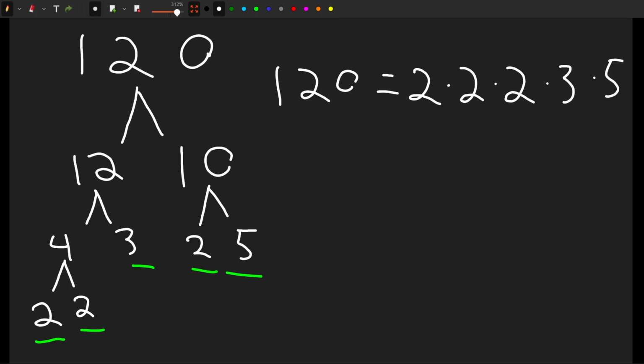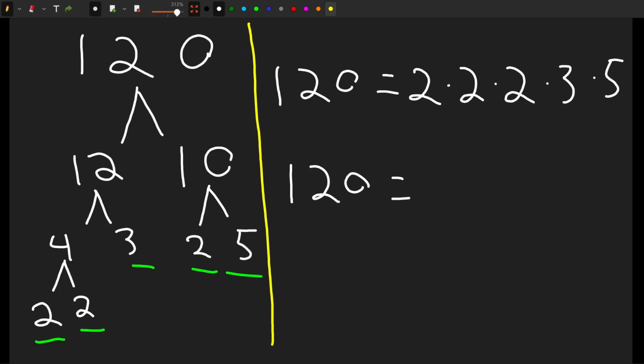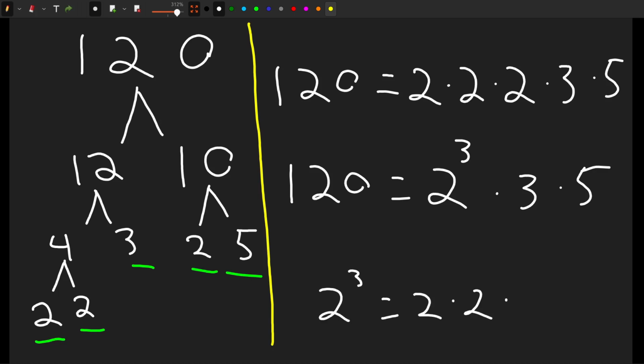Now, one thing your teachers may know, and I haven't covered it here, and I don't know if I'm going to cover it, you can technically write the prime factorization in terms of exponents. So as a little side tangent here, yet another side tangent, I could write 120 as 2 to the power of 3 times 3 times 5. Okay, because there's 3 2's here, and we know 2 to the power of 3 is equivalent to 2 times 2 times 2.